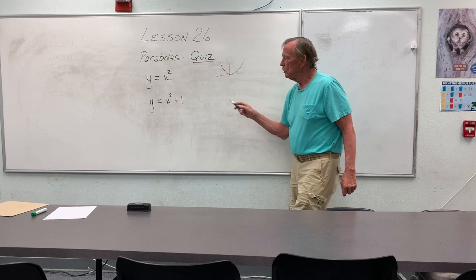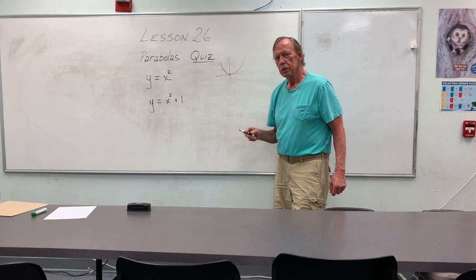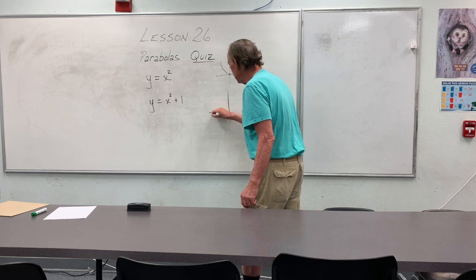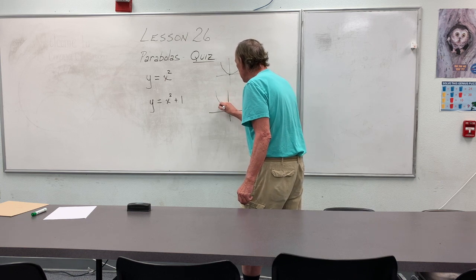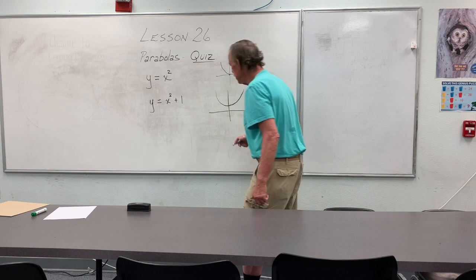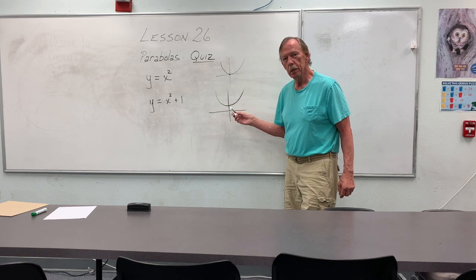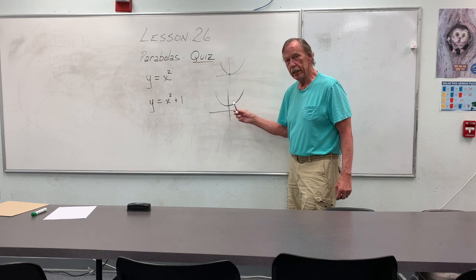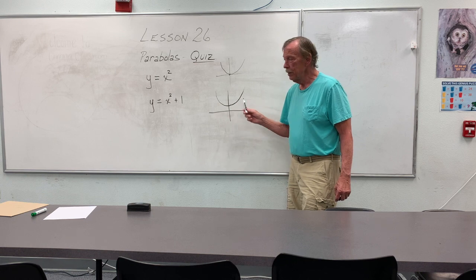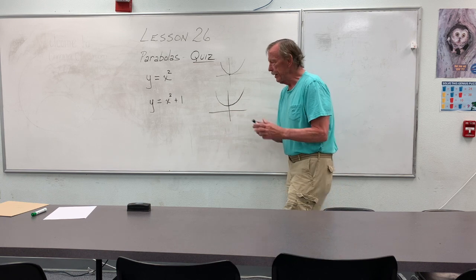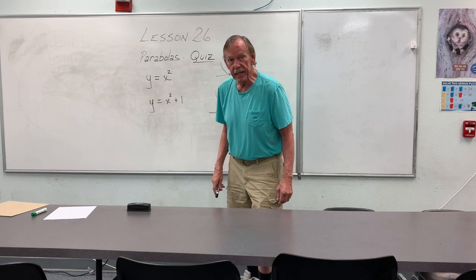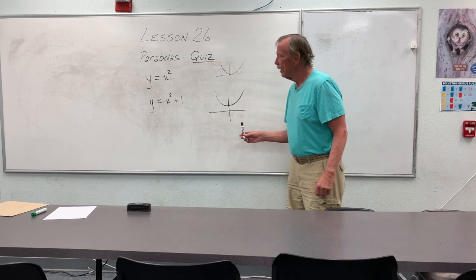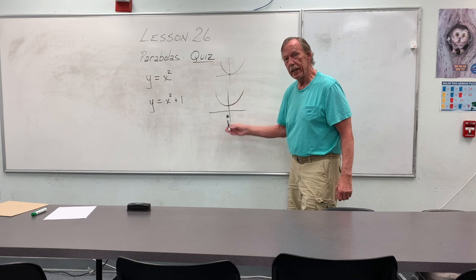Okay, so what happened here? Think about it. What happened? Well, this shape got moved up 1. y equals x squared. y equals x squared plus 1. Again, in both examples, b is 0, so there's no shift this way or that way. That means the parabola is on the y-axis.